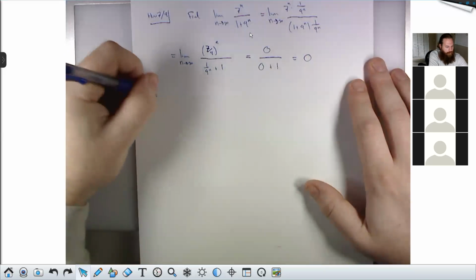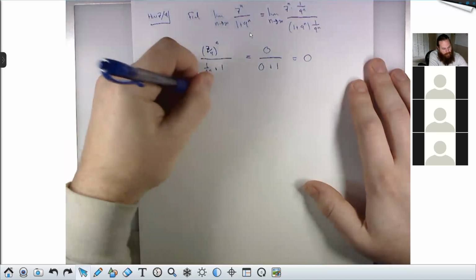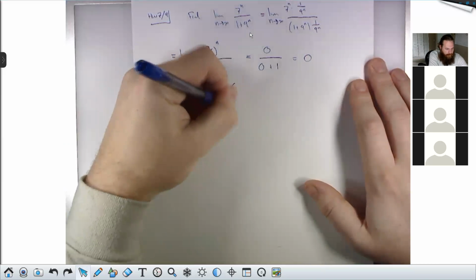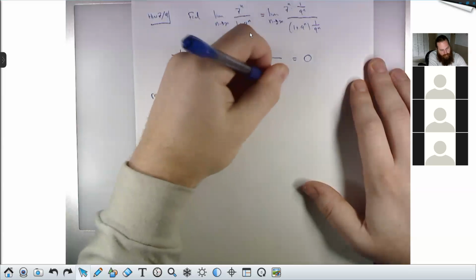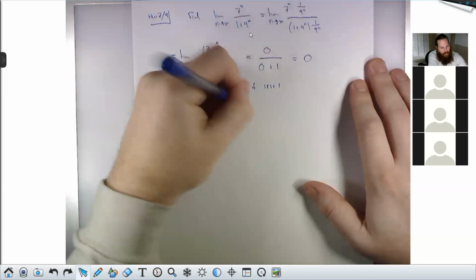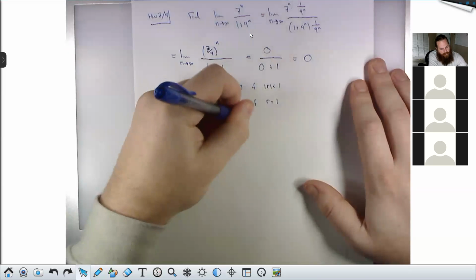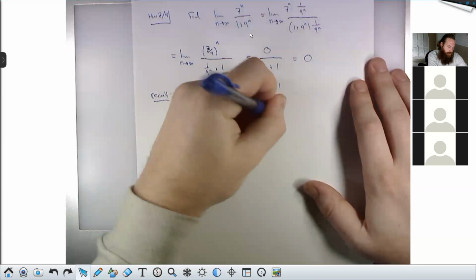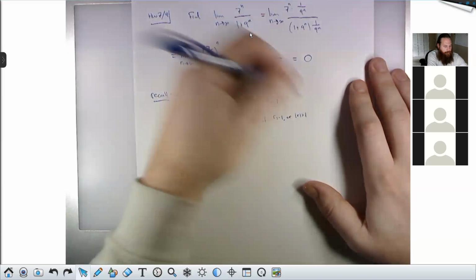So the important thing to recall here is that the limit as n goes to infinity of r to the n is equal to, there's 3 possible cases. It's 0 if the absolute value of r is less than 1. It's 1 if r is exactly equal to 1, and it's DNE otherwise, if r equals -1 or the absolute value of r is bigger than 1.